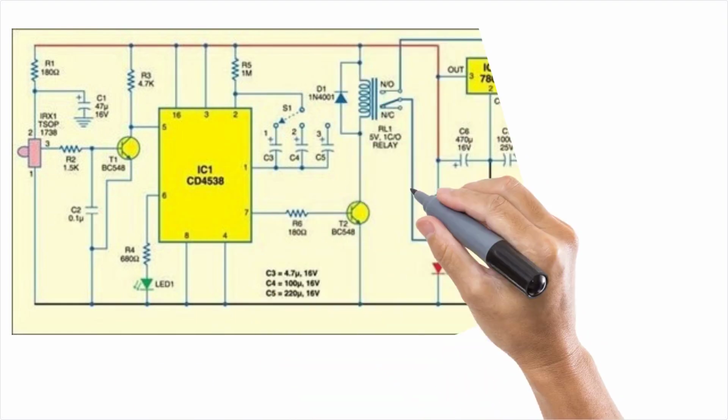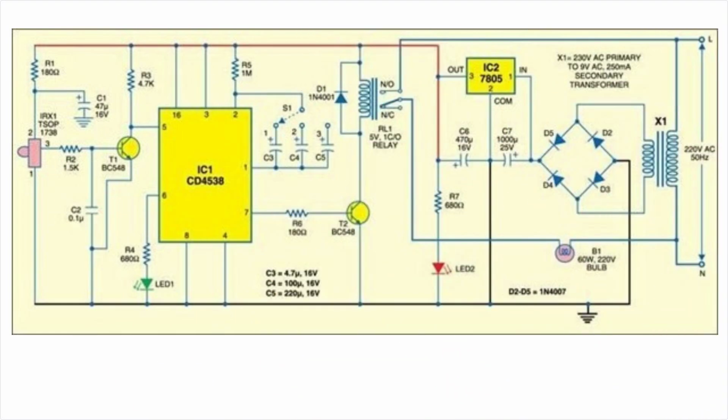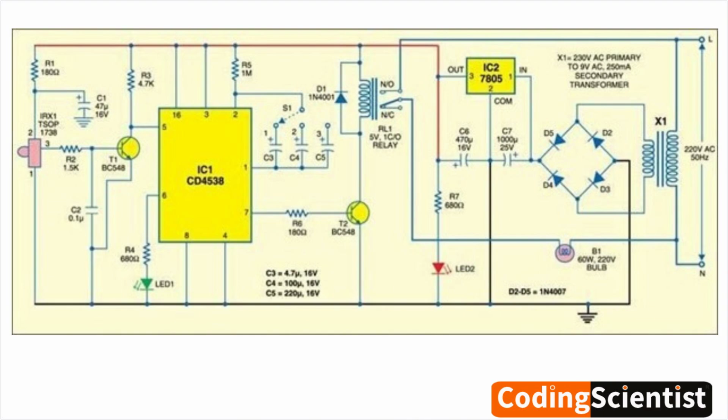This circuit is designed to turn on a 60-watt bulb when it receives an infrared signal from an IR remote control. The IR signal is detected by an IR receiver, IRX1, which then triggers a microcontroller, IC1, to activate a relay, RL1. The relay, in turn, switches on the main power supply to the bulb.